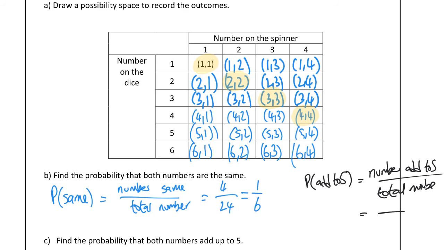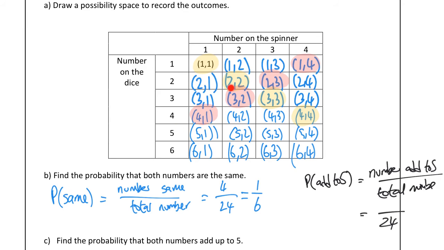So that's out of 24, and we need to see how many add together to give 5. So you could have a 4 and a 1, or a 3 and a 2, or a 2 and a 3, or a 1 and a 4. So everything above these red highlighted scores will be less than 5.